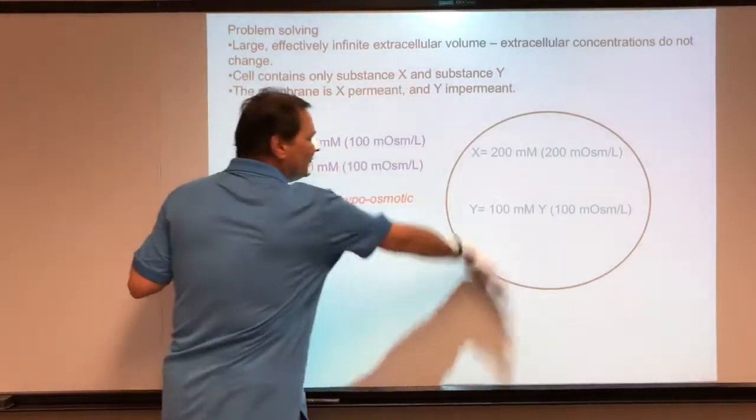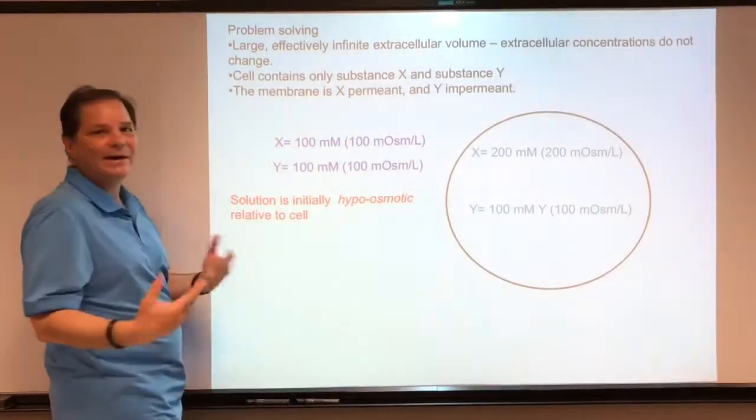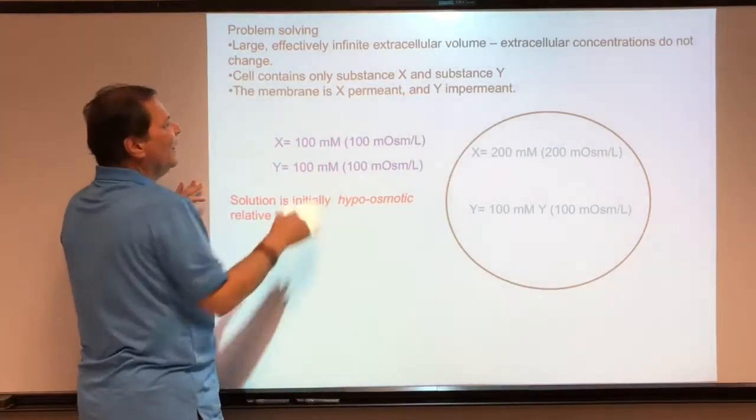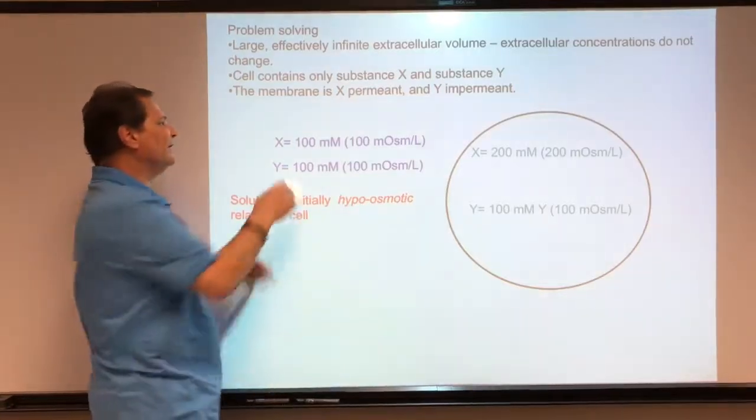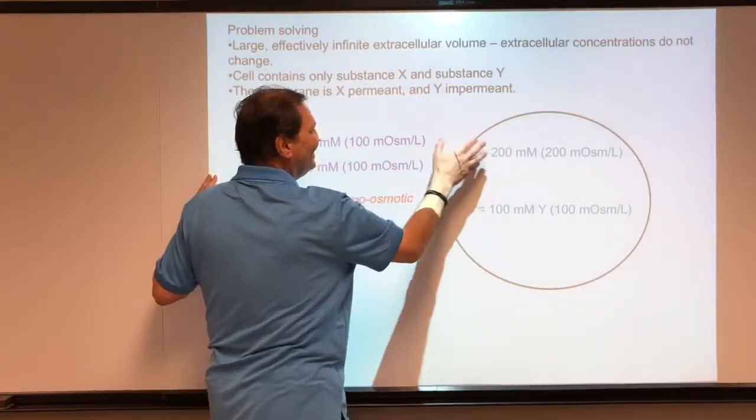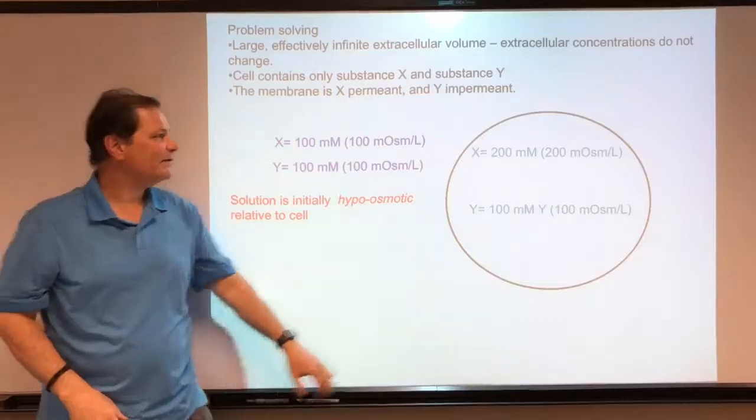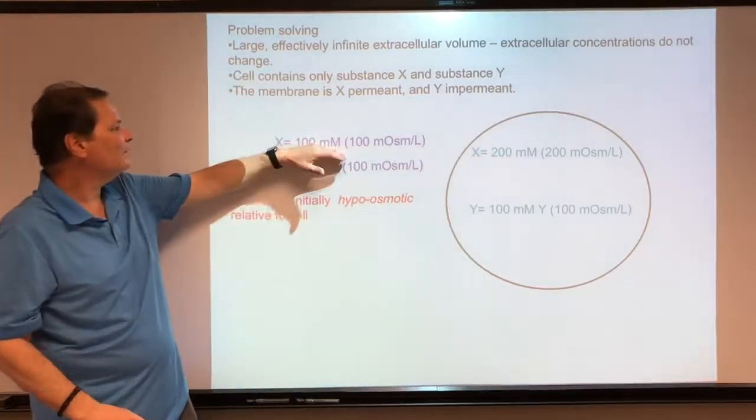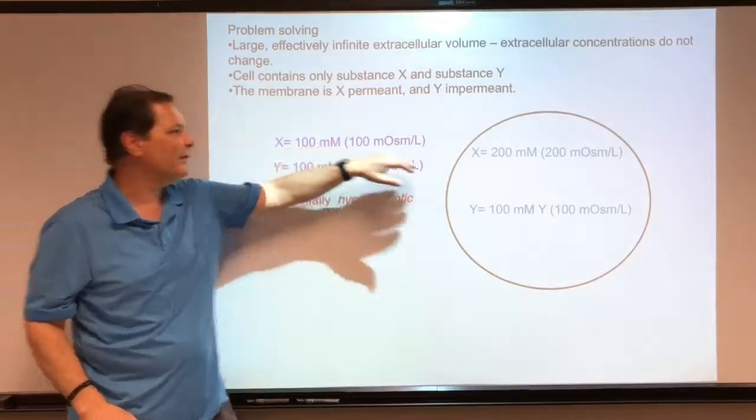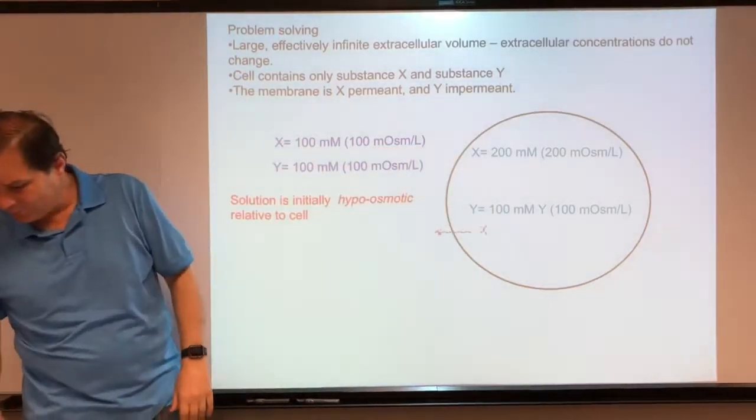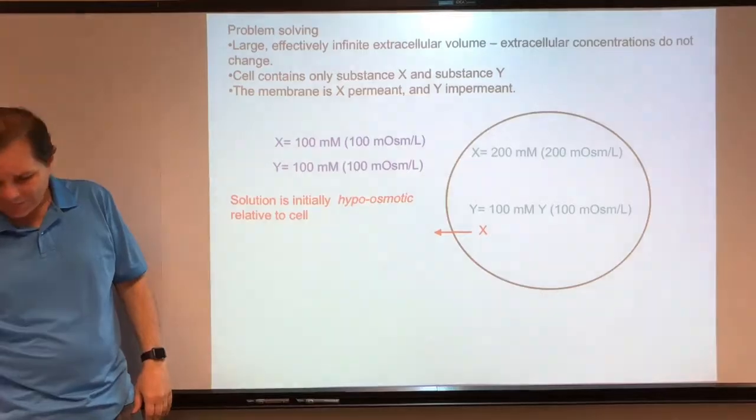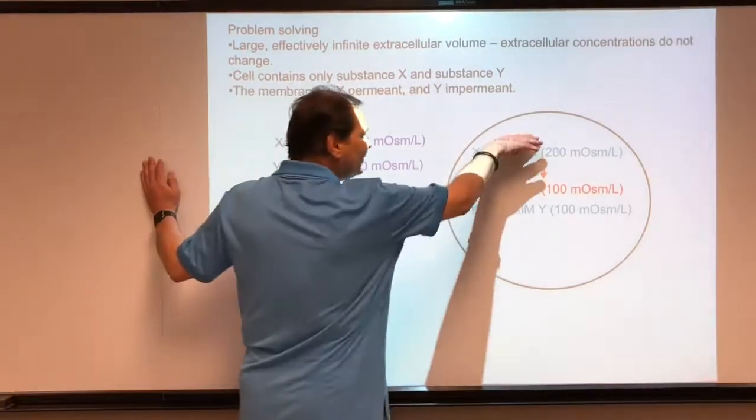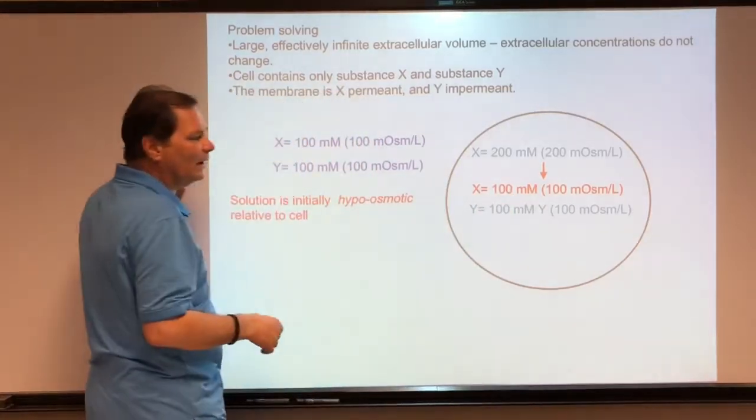So we drop our cell in, and now we have an osmotic gradient. You can see 300 here, 200 here. The first thing that's going to happen, because X can get across the membrane, is it's going to move down its concentration gradient, in this case from high concentration in the cell to low concentration outside the cell, from 200 to 100. X moves out. And as X moves out, the concentration of X drops. And it's going to drop all the way down to 100.